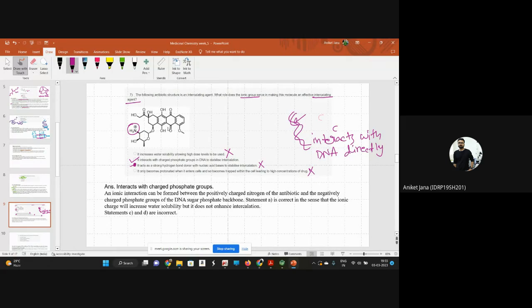This ionic group interacts with the charged phosphate group of the sugar-phosphate backbone of the DNA molecule, and stabilizes the interaction. So option B is the right answer. It reacts with the phosphate group and stabilizes the interaction. So this is the right one.